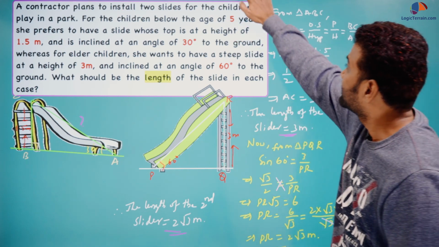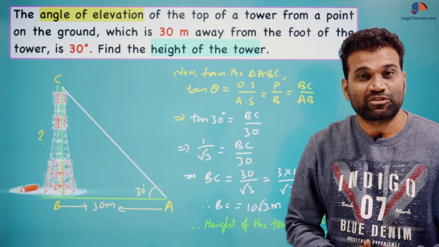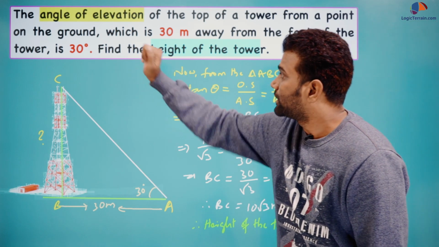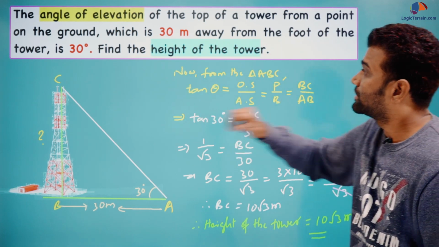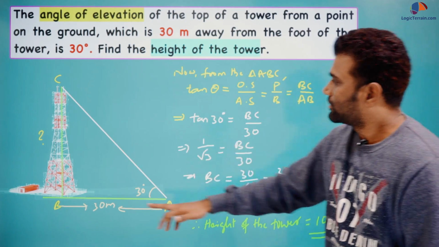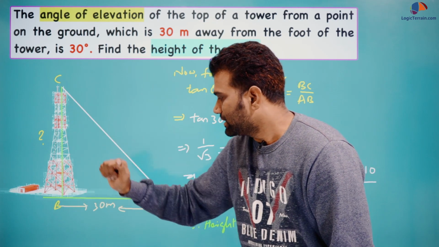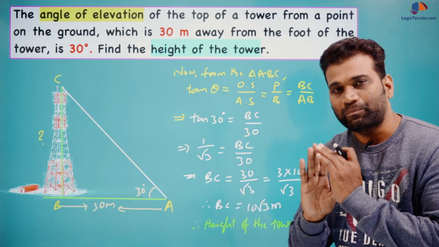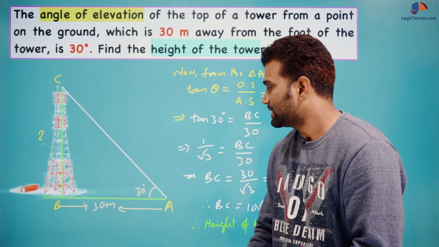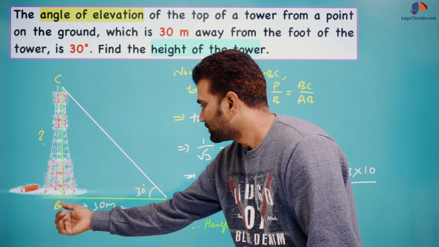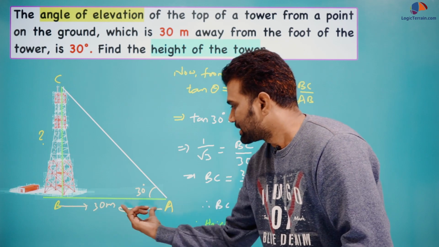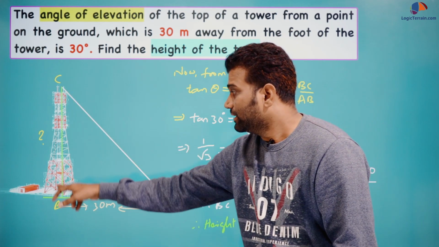Clear? The next one. The question is: the angle of elevation of the top of a tower from a point on the ground which is 30 meters away from the foot of the tower is 30 degrees. Then find the height of the tower. Here we have a tower whose height we don't know, and when you observe from a point, the top of the tower is visible with an angle of elevation of 30 degrees, and this point is 30 meters away from the foot of the tower. So this distance we know, the angle we know, and we need to find the height of the tower.